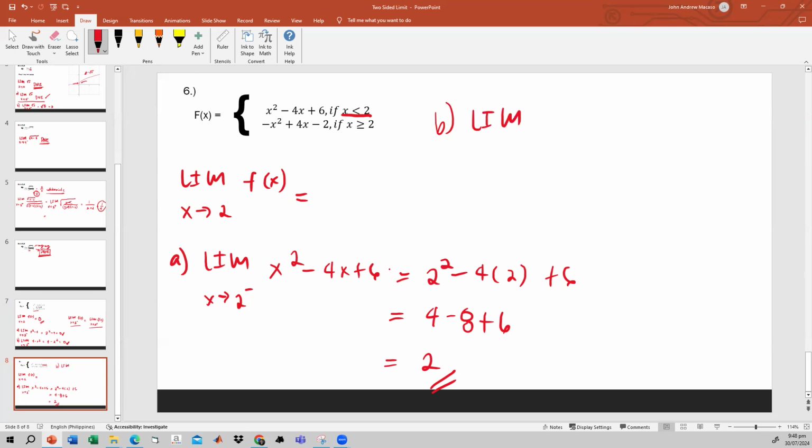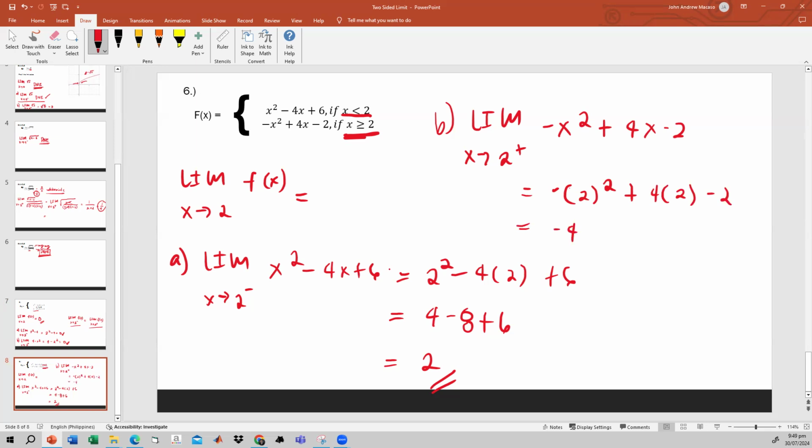For the right side limit, we'll use this: x approaches 2 from the right. We'll use the function negative x squared plus 4x minus 2. We'll substitute directly. So this will become negative 2 squared plus 4 times 2 minus 2. That's negative 4, this is 8, then this is minus 2, so this simply leads to 2.